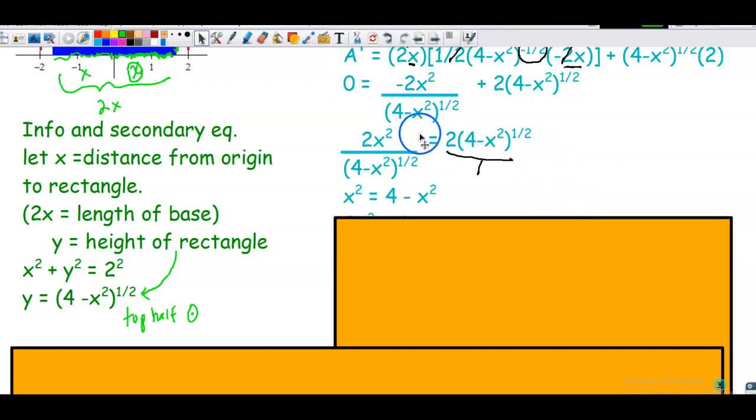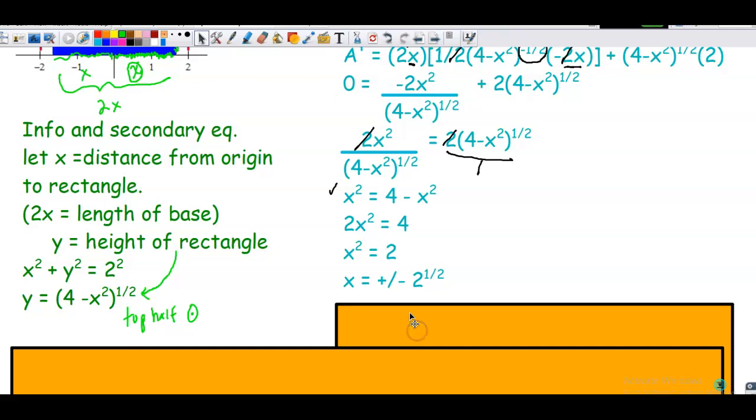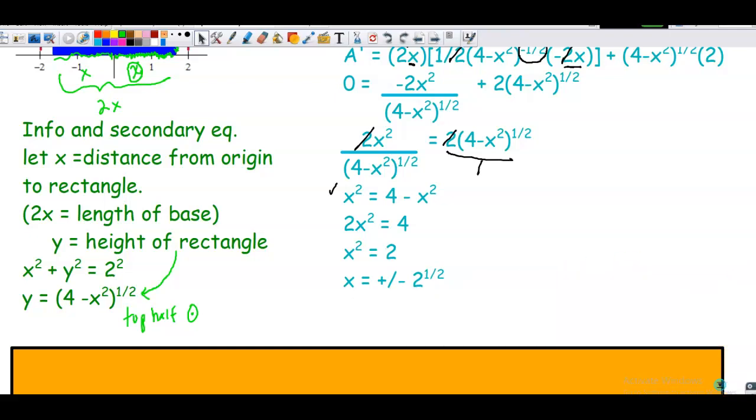By the way, right here, if you're wondering, the 2's divide each other out, so that makes life easy, and that's where the x squared over here came from. And then when I multiply 4 minus x squared to the 1/2 times 4 minus x squared to the 1/2, the 1/2's undo each other and take the radical off, and I get 4 minus x squared. So what looked like it was going to be kind of ugly and difficult to manage is really not that bad. I'm going to add x squared to both sides and divide by 2, and then take the square root of both sides, and I get plus or minus square root of 2, or 2 to the 1/2 power.